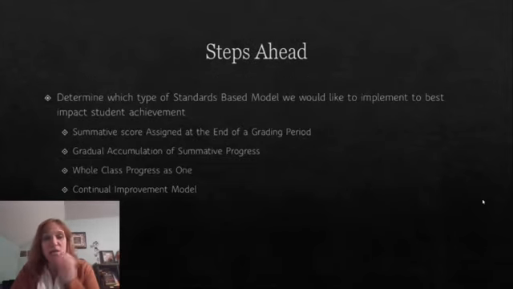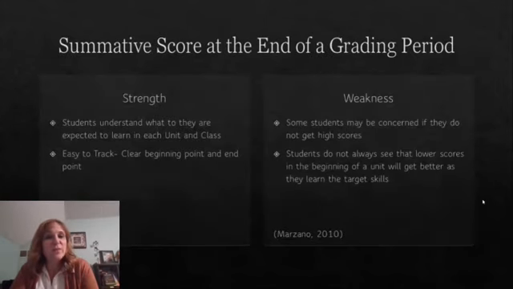As we look ahead, we also want to determine which type of standards-based model we'd like to implement in order to have the best student impact on achievement. There's a summative score assigned at the end of a grading period, the gradual accumulation of summative progress, the whole class passes on as one, or the continual improvement model. Summative scores at the end of the grading period are just that: a summative score at the end of a unit or at the end of the semester.